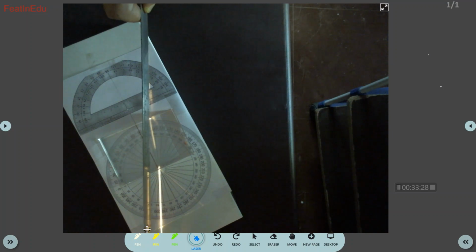So I am aligning this scale with this emergent ray. Can you feel that? And this is the incident ray. Can you see that the emergent ray is parallel to the incident ray? Yes, sir. That is the lateral shift.